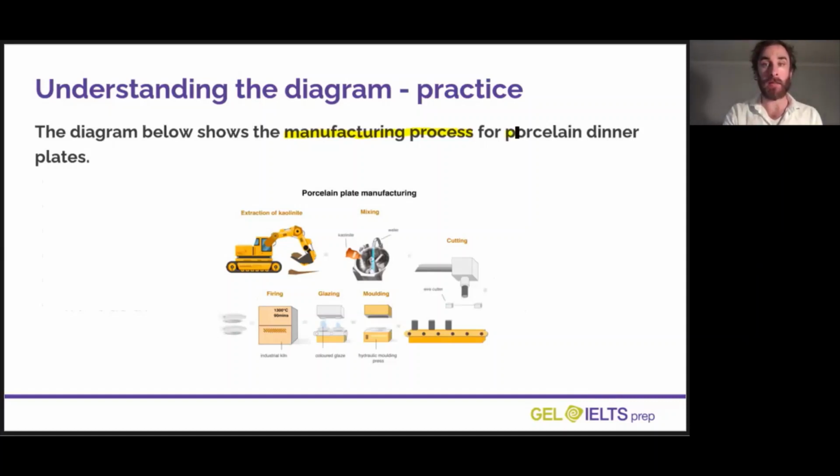The object is porcelain dinner plates. Well, we maybe don't know the word porcelain, but we can tell the meaning from dinner plates. We probably recognize some of those words. Let's look at the diagram.